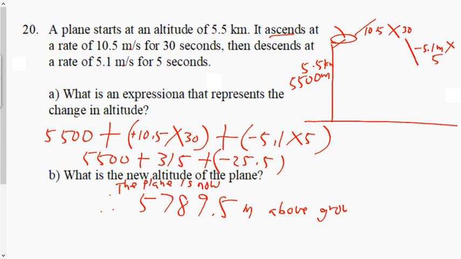Some people had a negative number there for their answer, in which case the plane would be through the ground and underneath the Earth's crust, which is practically impossible unless it really crashed. So, okay, there's your practice test. Hopefully you guys are ready to write it on Tuesday's retest.